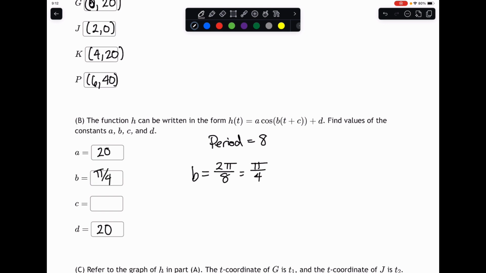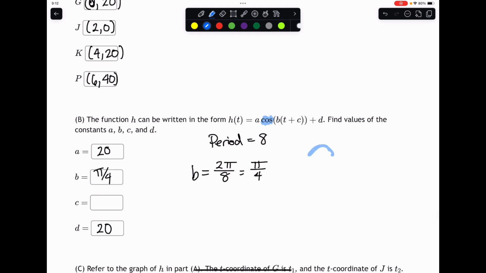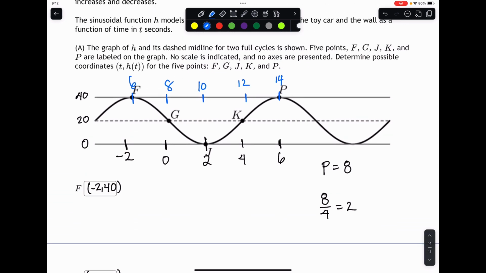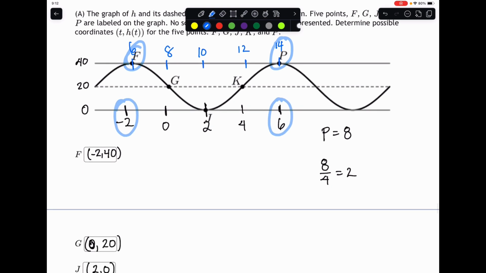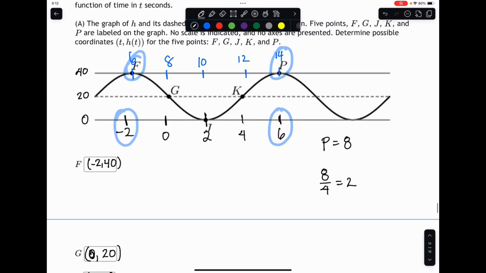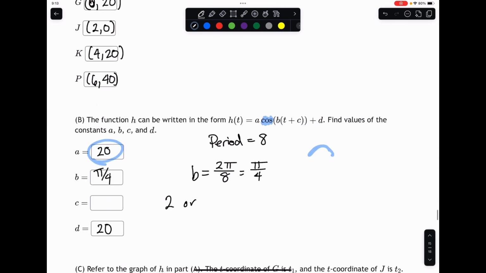And to find again the horizontal shift, because it's a cosine function, let's pay attention to that. Our cosine function has to start at the maximum value since we're having a positive value for A. So there's 2 possible correct answers here. We can start at F or we can start at P. If I start at F using the bottoms of the number, the value of C would have to be a positive 2. Or if I was going to do point P as the starting point using the bottom number, that would have to be a -6.